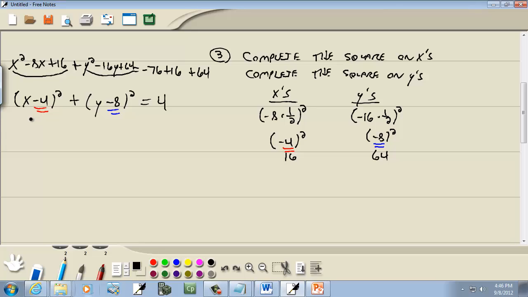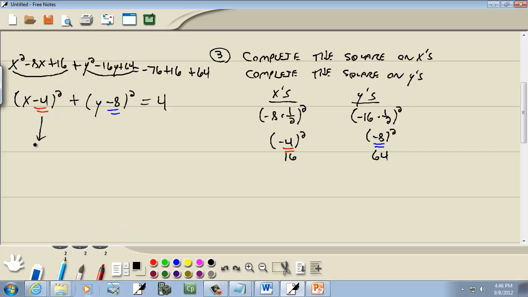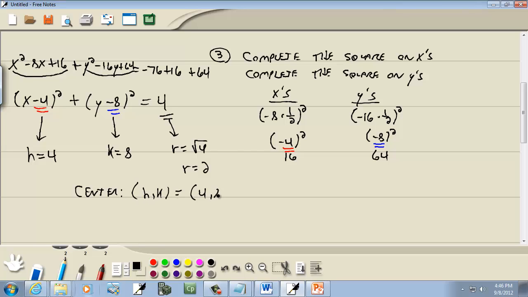Now at this point, this is in standard form. So we're done, basically. They probably want us to identify a center and radius. This is going to be our h, and its opposite sign, so it'll be positive 4. And this is our k, and its opposite sign will be 8. And this is our r squared, and we'll take the square root of it. So the square root of 4, and we get r is equal to 2. So our center is h, k, which is 4, 8. And our radius will be r, which is 2. And those will be your answers.